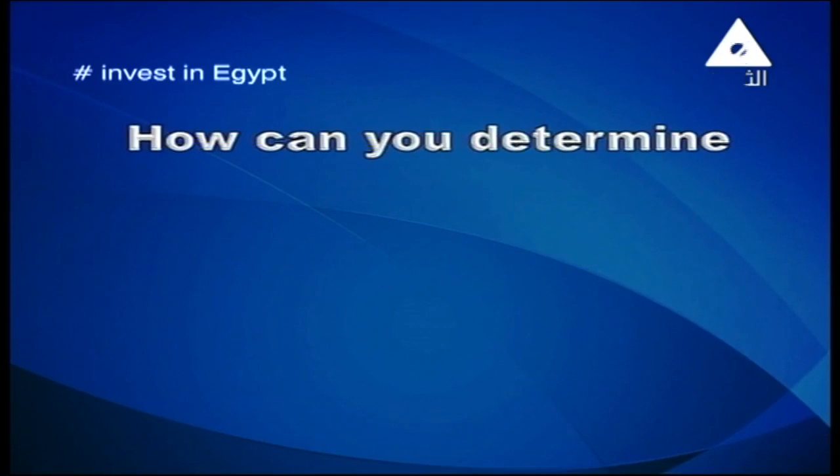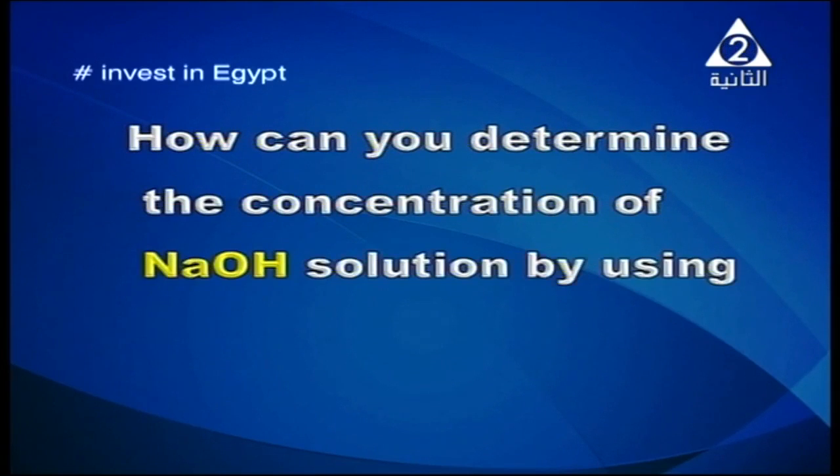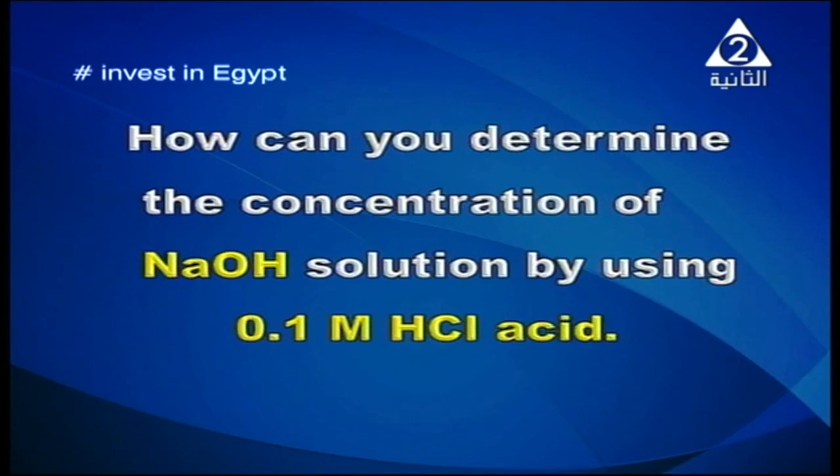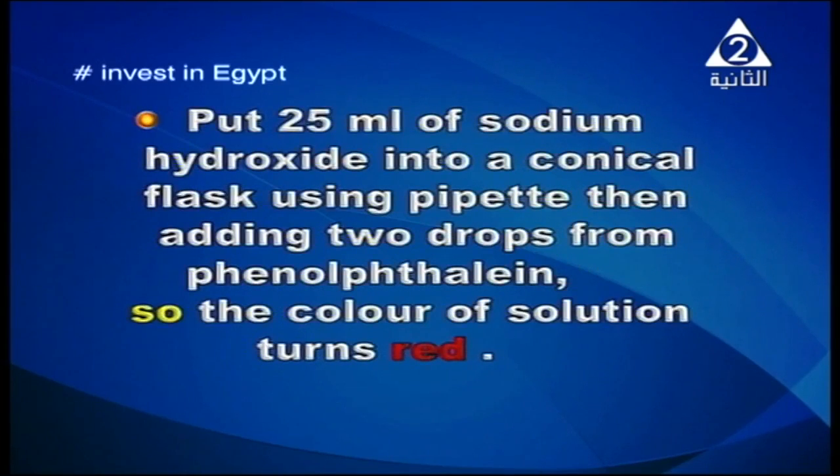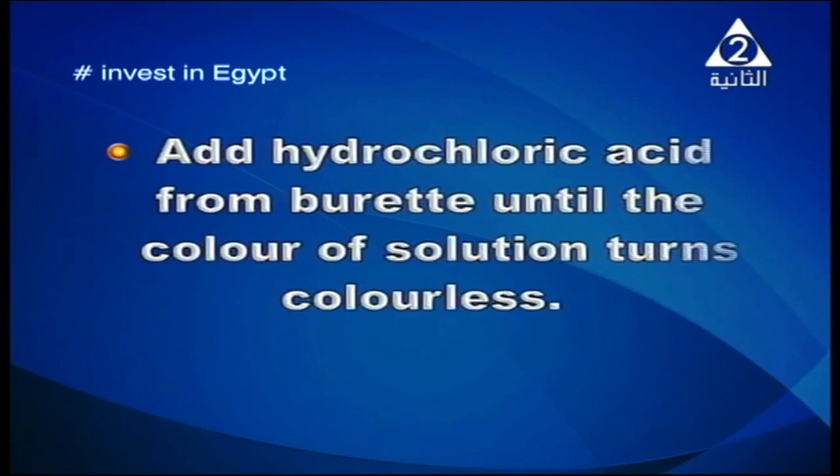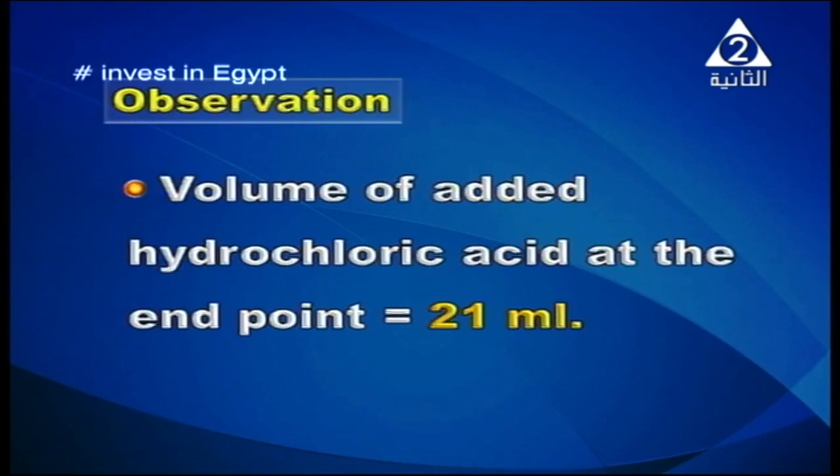Next type of question, my dear students: how can you determine the concentration of sodium hydroxide solution by using 0.1 molar hydrochloric acid? Here, my dear students, are the steps: put 25 milliliters of sodium hydroxide into a conical flask using a pipette, then add 2 drops of phenolphthalein, so the color of the solution turns red. Then add hydrochloric acid from the burette until the color of the solution turns colorless. The observation: the volume of added hydrochloric acid at the end point equals 21 milliliters.